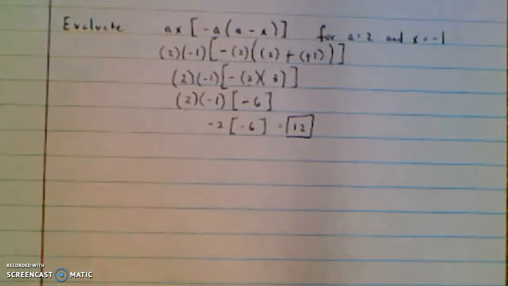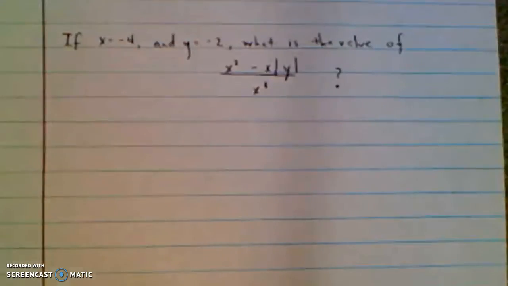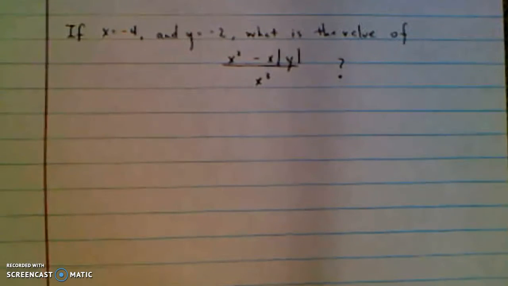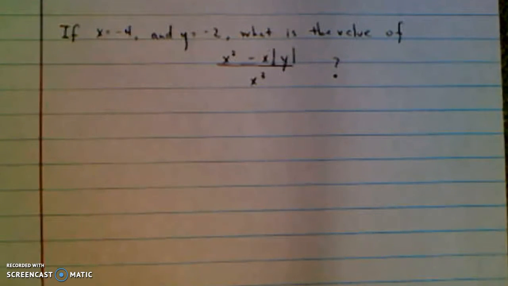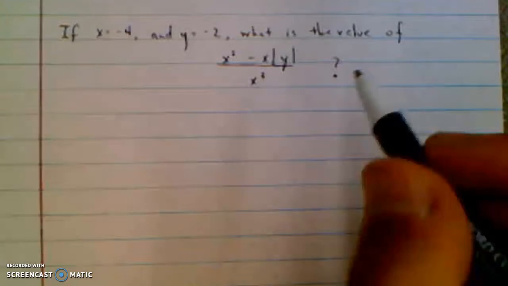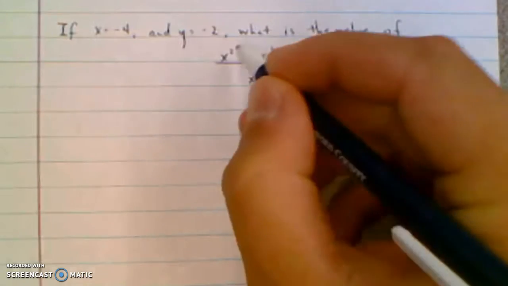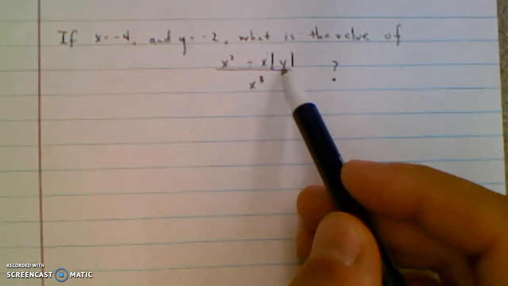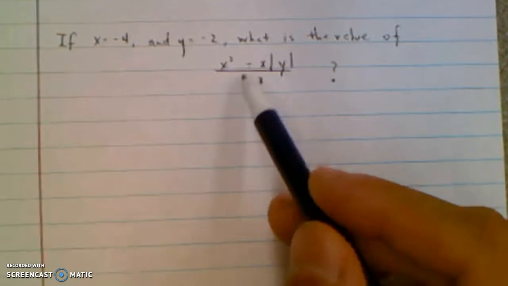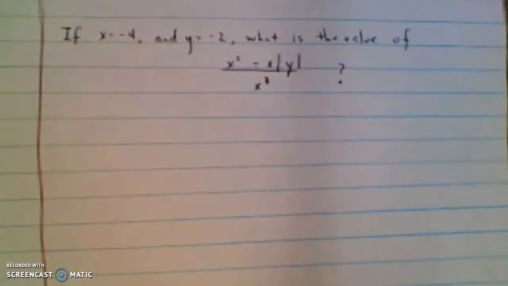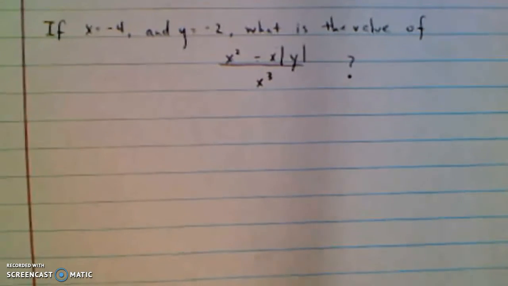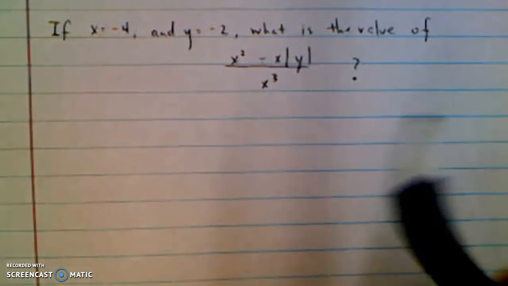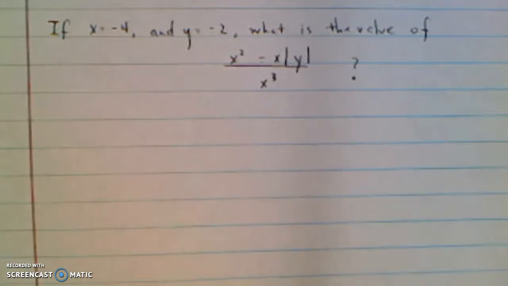All right, one more example. Hopefully pretty similar. If x equals -4 and y equals -2, what is the value of x squared minus x times the absolute value of y over x to the 3rd power? That may be hard for you to read. That's a little better. But this is x squared, this is x to the 3rd.